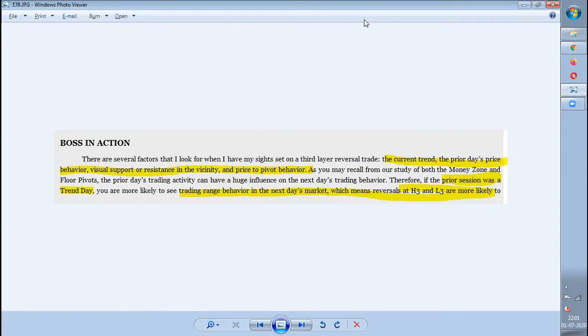The previous two videos are nothing but the standard third layer reversal, H3 reversal and L3 reversal, and those two videos just told you what will happen whenever you see a mild price rejection at H3 and L3. So now what is going to be said in this content is how Pivot Boss used to analyze and take a trade on H3 and L3.